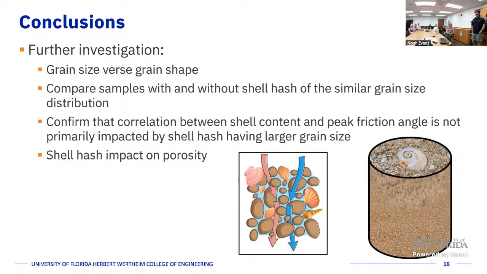Additionally, we would like to look more into the correlation between the shell content and peak friction angle. Again, to make sure that it's not just the size of the shell hash, but actually the properties of the shell hash. And then looking at how the shell hash will impact porosity of the soil.